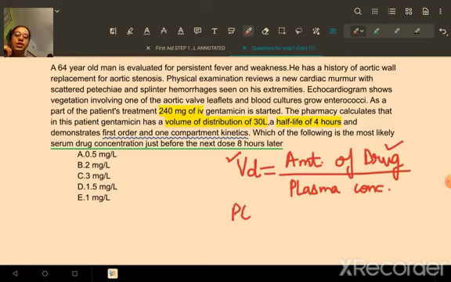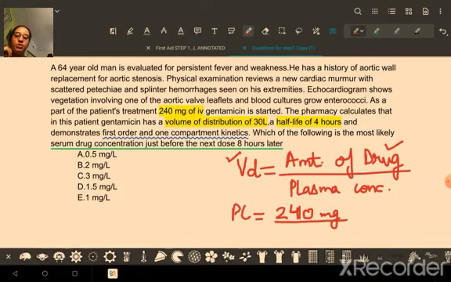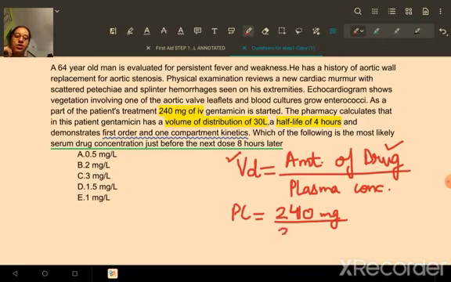We can just plug in those values and get the plasma concentration. So plasma concentration is going to be 240 milligram divided by 30 liter, which is the volume of distribution. So we get the value of 8 milligram per liter.